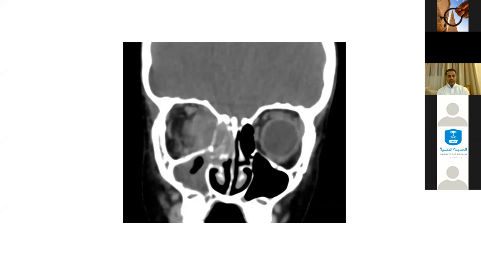abscess, and also maybe sinus drainage if needed. Anyway, this patient was admitted for close observation, and she did well without any surgical intervention, with just medical treatment. The abscess resolved, and even the ethmoidal sinusitis improved after giving nasal decongestant and some topical treatment for the nose.